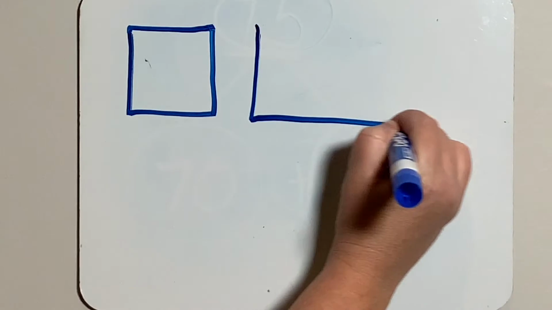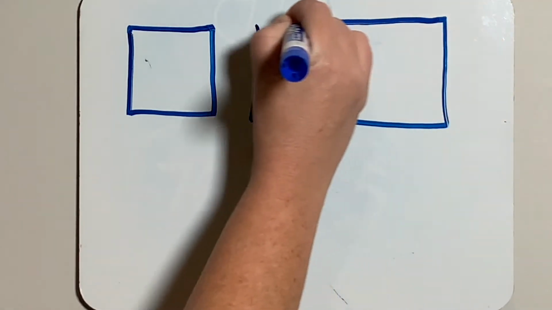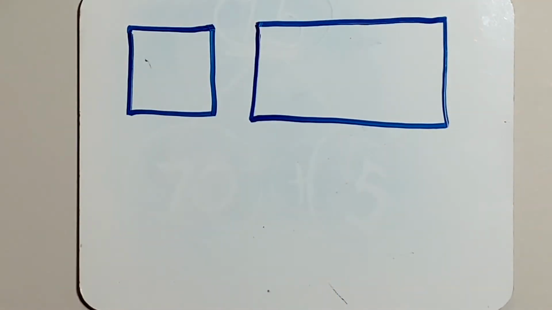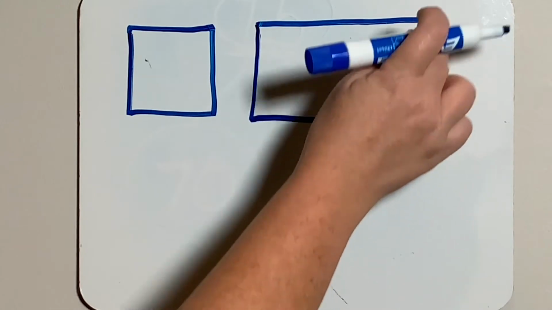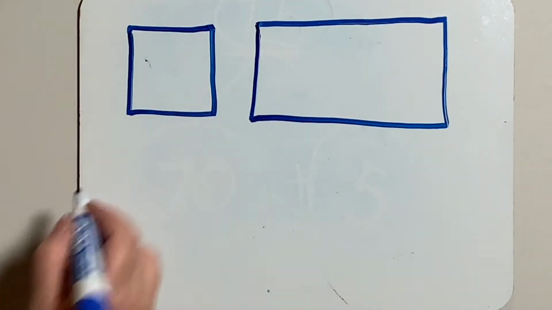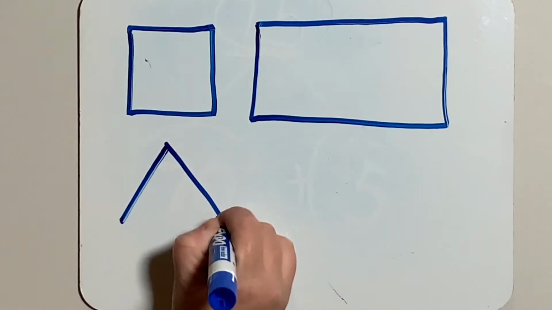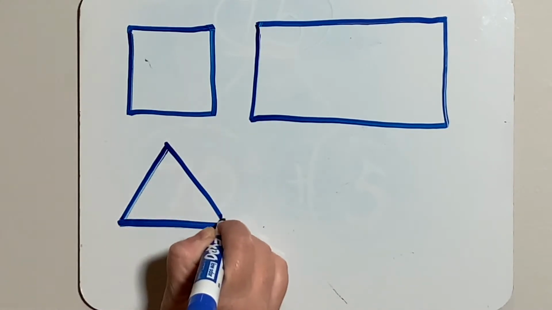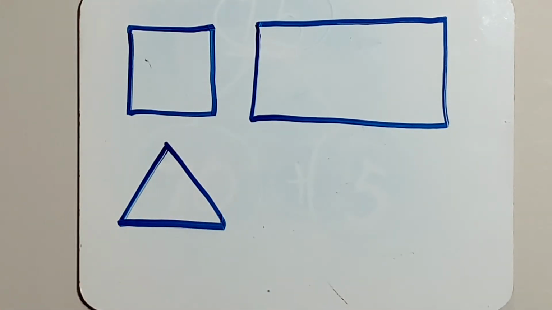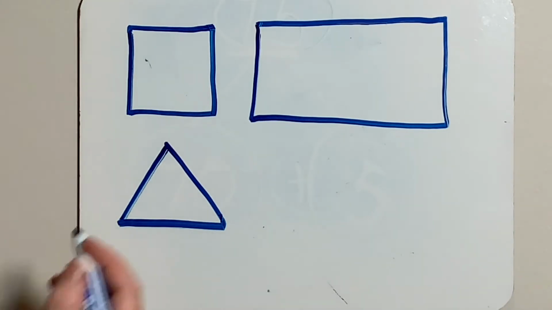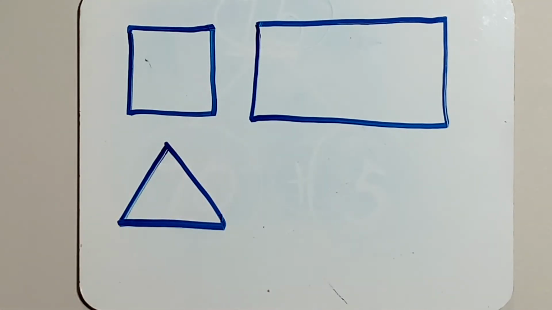We're also going to be using possibly a rectangle. It also has how many sides? Yep, 4, and we have 2 long and 2 short. We're also going to be using the shape of a triangle. Yep, and all of these shapes, we use what type of line? Straight or curvy? Straight, very good. All of these shapes are made with straight lines.